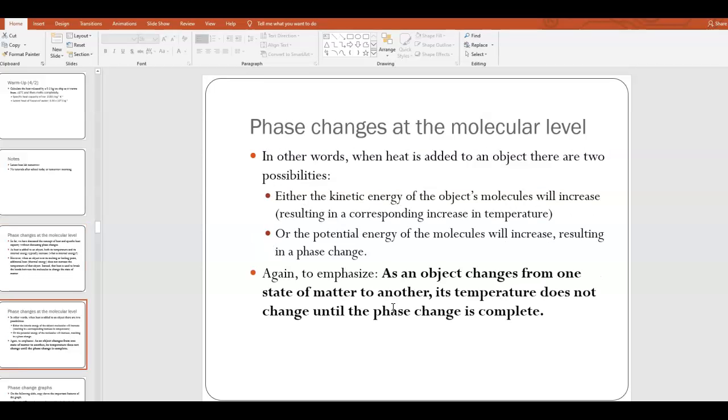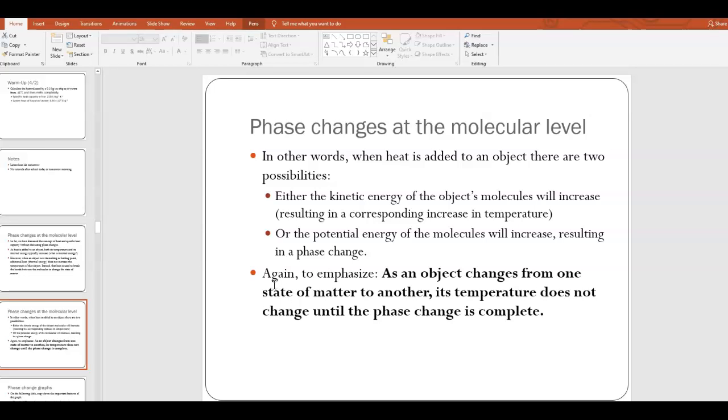On this slide, this is slide 59 in the PowerPoint. It says, in other words, when heat is added to an object, there are two possibilities. Either the kinetic energy of the object's molecules or atoms will increase, resulting in a corresponding increase in temperature, or the potential energy of the molecules will increase, resulting in a phase change. And that's basically what I was talking about before with my diagram. Again, to emphasize, as an object changes from one state of matter to another, its temperature does not change until the phase change is complete.